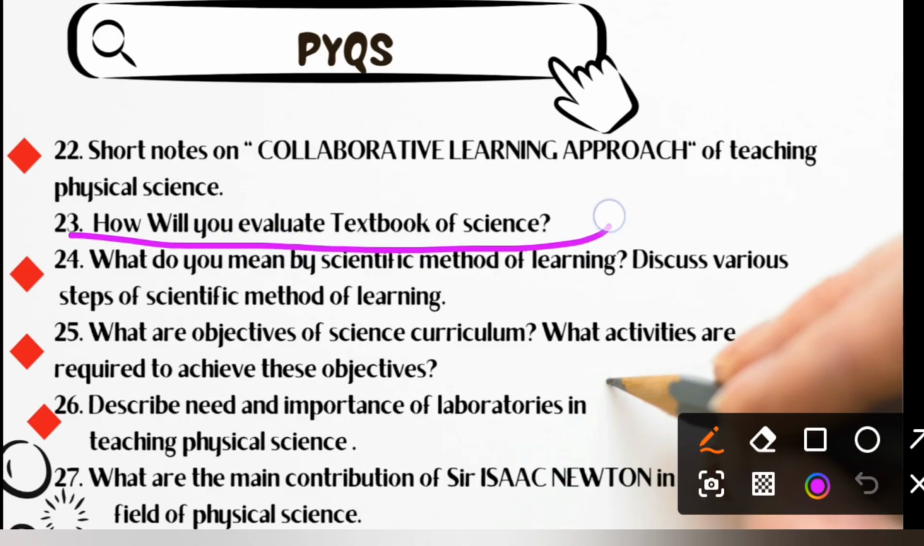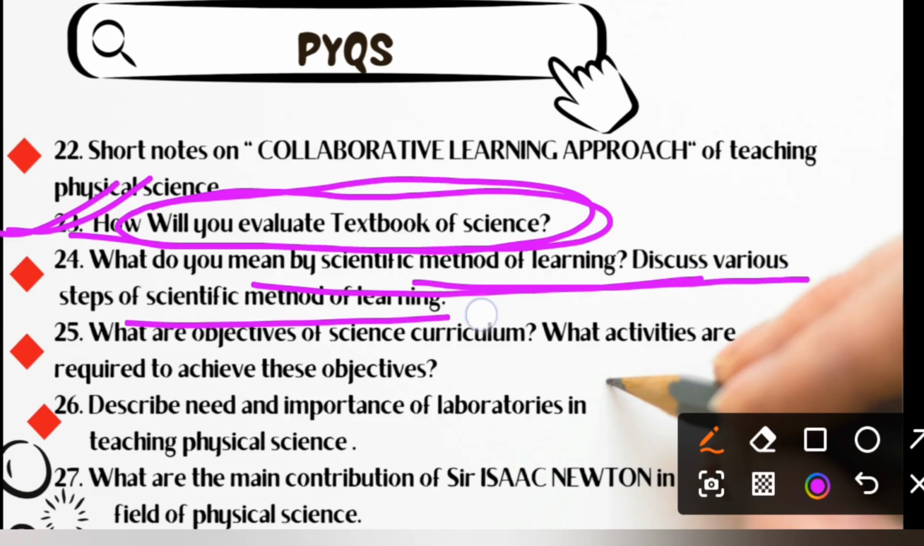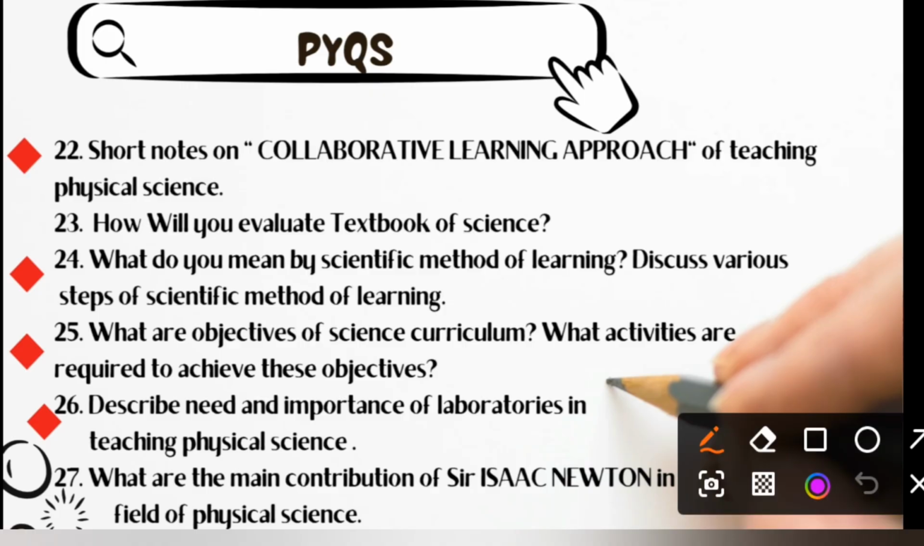Question number 23, how will you evaluate the textbook of science? The important term in this question is textbook, so you have to define textbook in reference to science. Question number 24, what do you mean by scientific method of learning? Discuss various steps of the scientific method of learning. In physical science, one of the important methods of teaching and learning is the scientific method, so you have to explain this method.